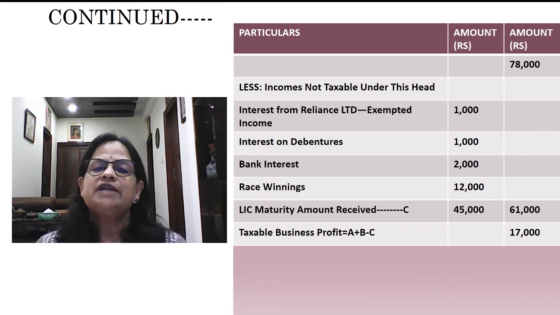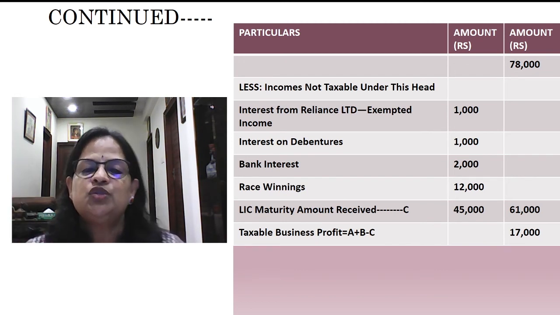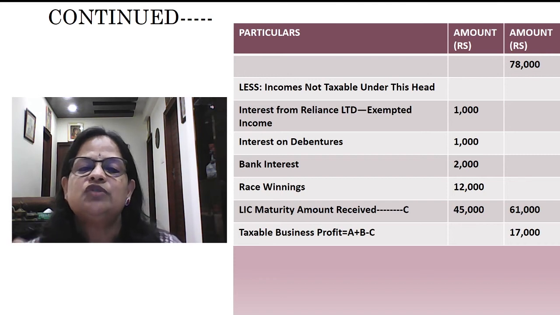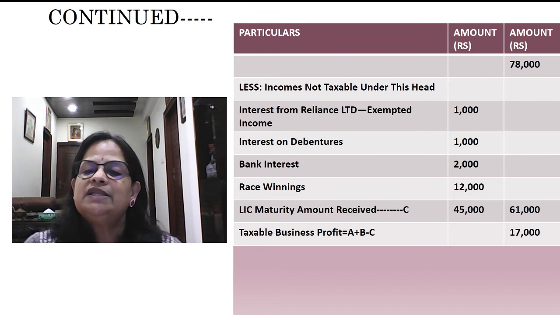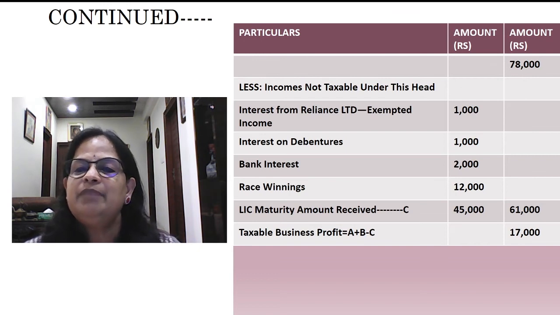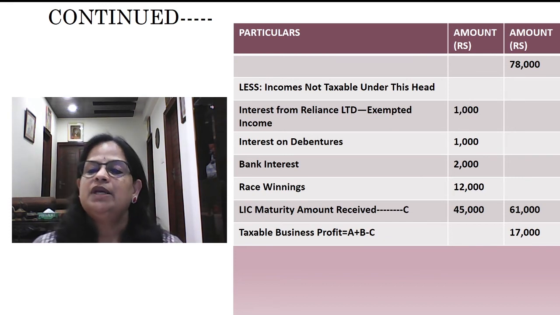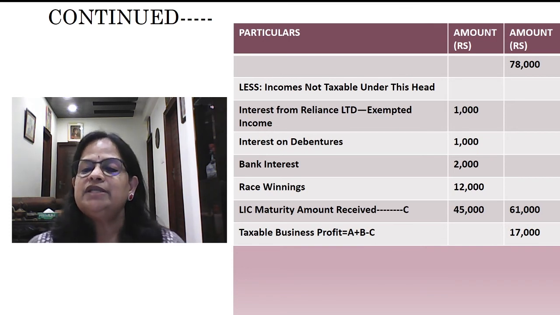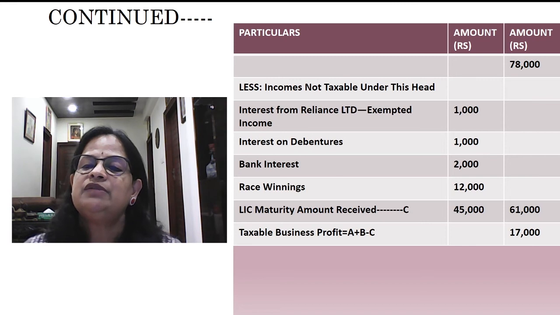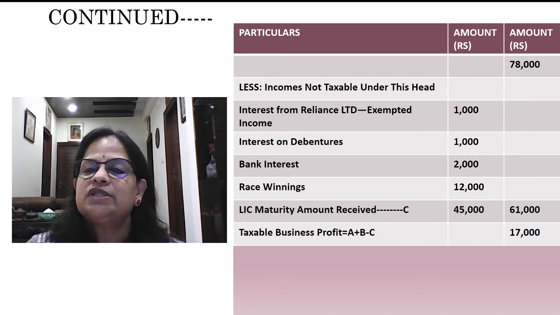Now incomes not taxable under this head. Interest from Reliance Limited, exempted income. Interest on debentures 1,000. Bank interest 2,000. Race winnings 12,000. LIC maturity amount received 45,000. So 61,000. We have to reduce, and taxable business profit is A plus B minus C. So 78,000 minus 61,000, you are getting 17,000.